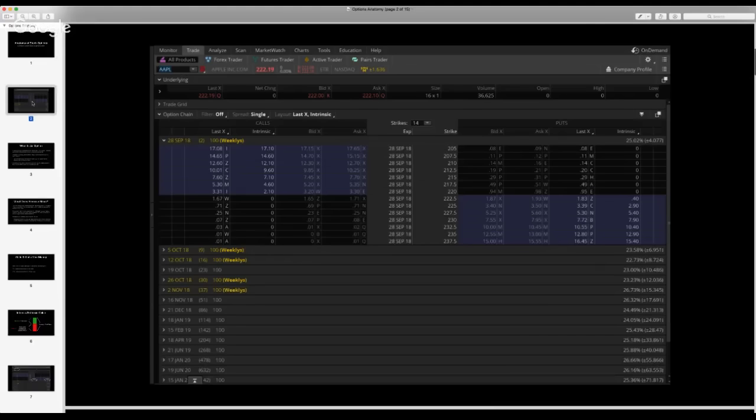Now, if you're wondering what that might look like, here's a screenshot of Apple and all the different Apple options that are available. Right now, we're looking at the contract that expires on the last week of September. This is called a weekly option. There are weekly and monthly options. Weeklies expire every week. Monthlies, I'll get into that in a second.